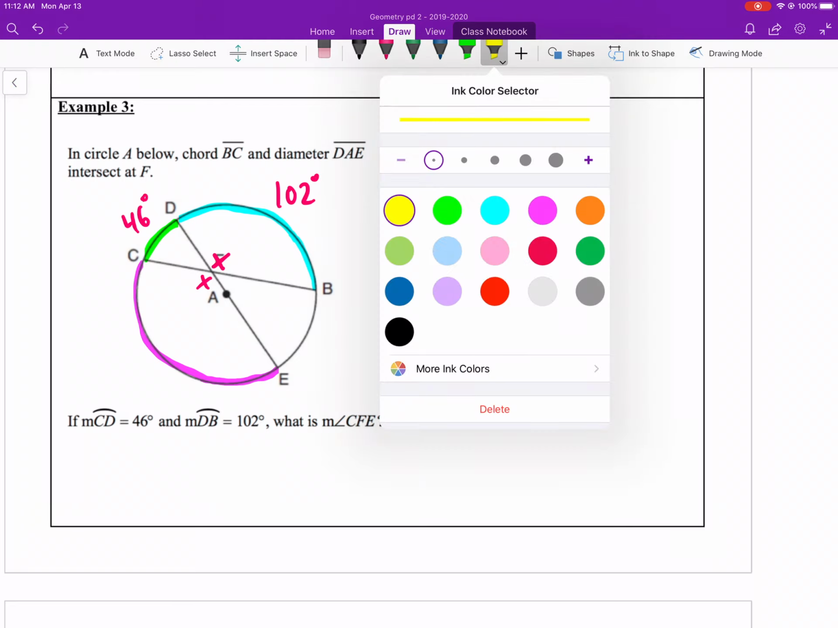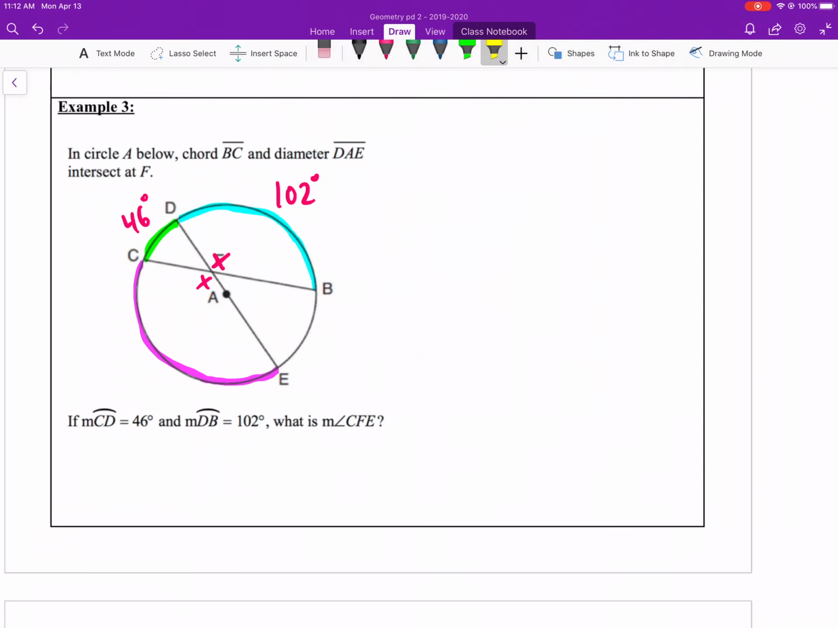Arc CE. What you need to see here is that we're dealing with a diameter. So from D all the way around to E, what I'm marking in yellow here, how many degrees is that arc in total? Hopefully you're thinking 180 degrees. Why? Because that's half of the circle. So 46, as we go around from D all the way to E, 46 and something is going to make 180 degrees. That something is 134 degrees.